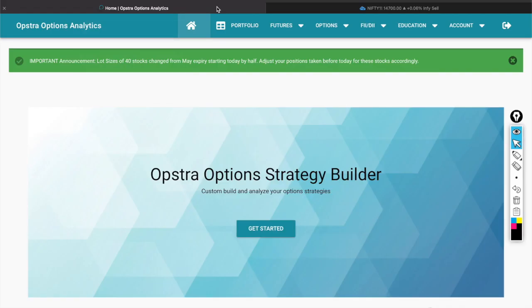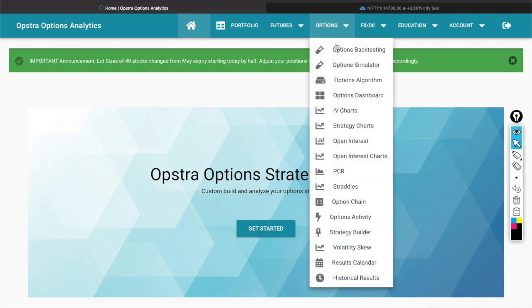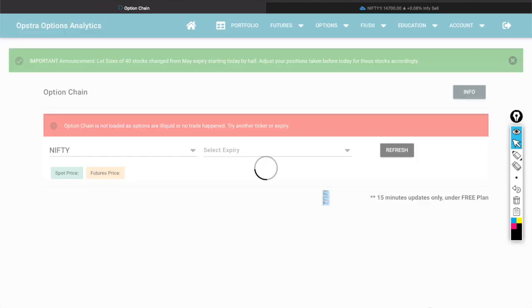So we have one website called opstra.definedge.com. I will give you the link in the description. You just open and log into this account. It's free, you don't have to pay anything. A lot of important features are there which you can use for trading. After that, you open this particular tab, that is Options, and come to Option Chain. Here we have a particular option called option chain. Just click on it.